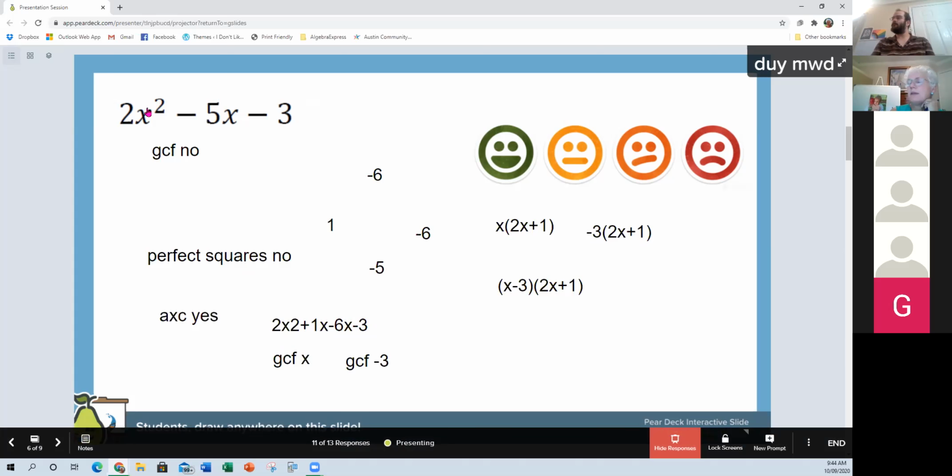And this is exactly the thought process I want y'all to go through. The very first thing, I want you to say is there a GCF, and then move on and ask yourself more questions about how to go about doing this. And that way I think you'll get the right answer more often than not. Really good.